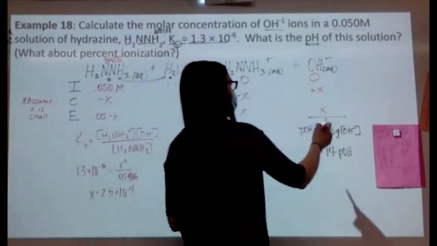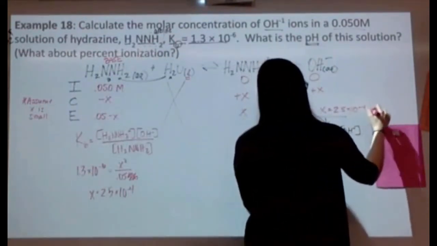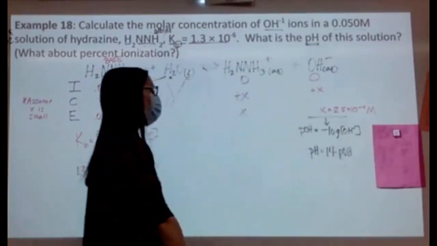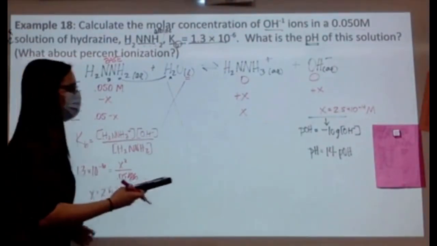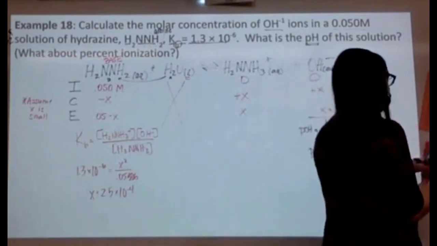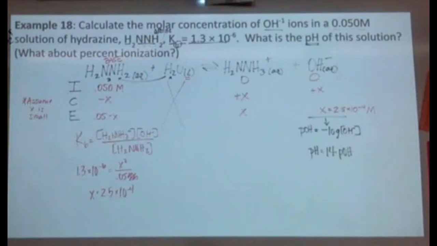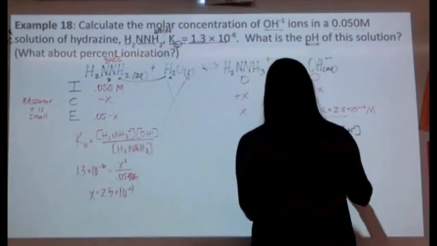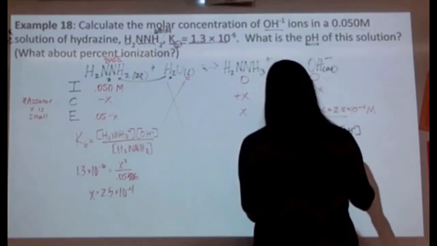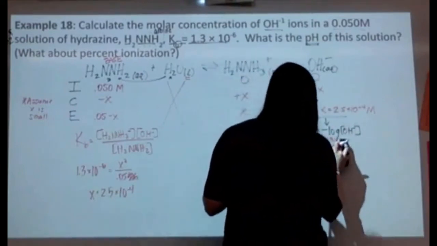I notice that I underlined X over here. 2.5 times 10 to the negative 4 is the molarity of OH minus. Now, I'm keeping it in my calculator, so you might round a little differently, which is fine. When I do the negative log of OH minus, we are finding pOH. Here's where labeling becomes very important. Oh wait, 2 sig figs means 2 decimal places.